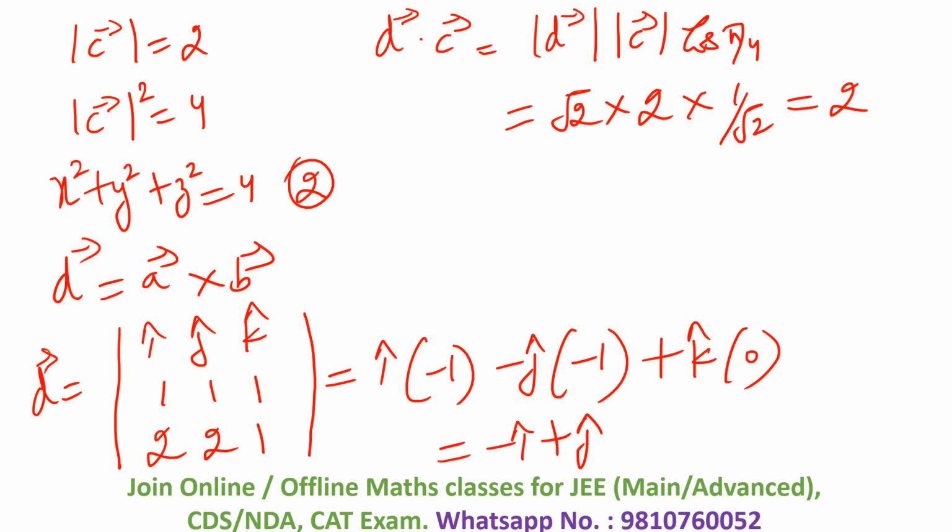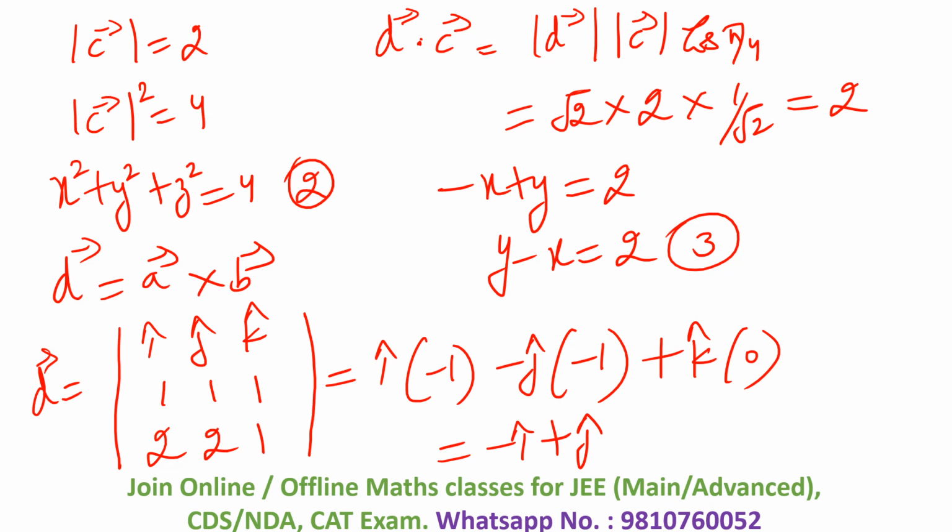Now what is the benefit of finding d dot c? We know that vector d is minus i plus j and vector c is xi plus yj plus zk. So from here another equation in terms of x, y and z comes, and that is minus x plus y equal to 2, or y minus x is equal to 2. Now students, this is our third equation. Now with the help of these 3 equations, we will be finding the value of x, y and z, and hence we will find the vector c.